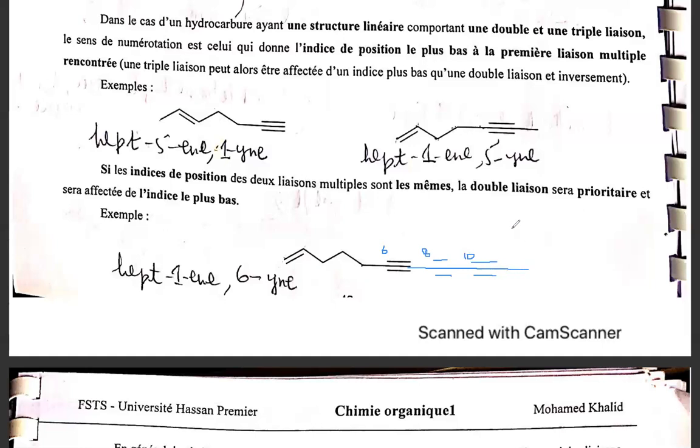So a 12-chained hydrocarbon is called a what? A 12-chained hydrocarbon. What is it called? It's called dodeca.